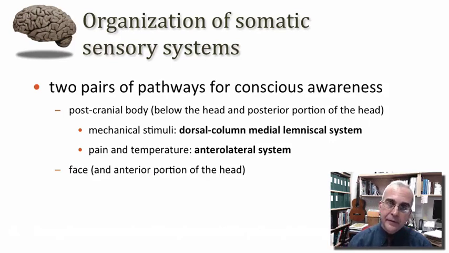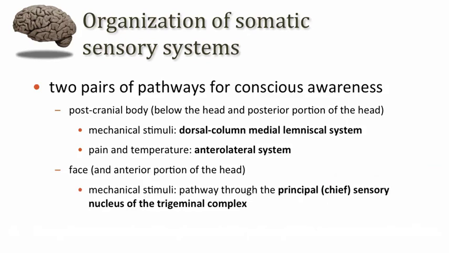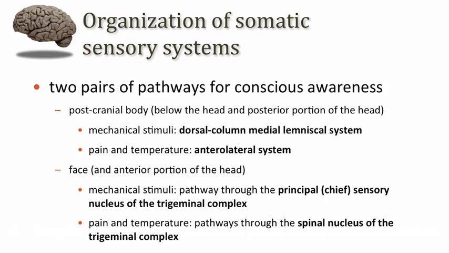And now for the face, we have a corresponding pair of pathways. For mechanical sensation, we have a pathway that runs through a division of the trigeminal complex of the brainstem called the chief or principal sensory nucleus of the trigeminal complex. So that will be a pathway for mechanosensation. For pain and temperature, there's a pathway of the trigeminal nerve that runs through a different part of the trigeminal brainstem, a subdivision of that complex called the spinal trigeminal nucleus.